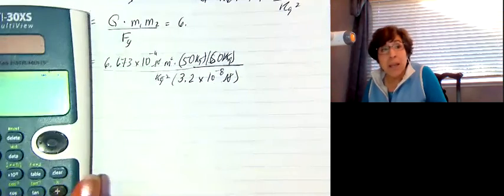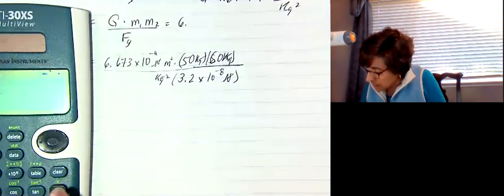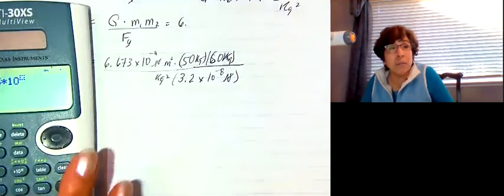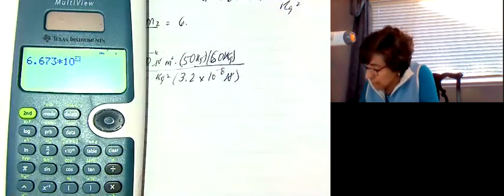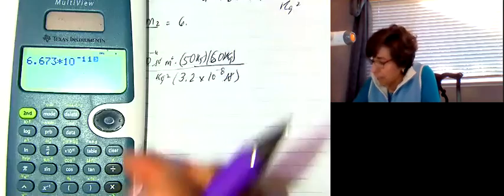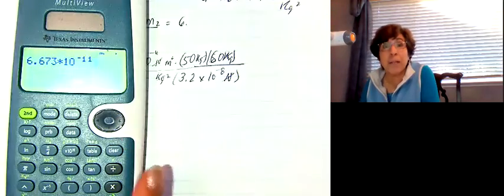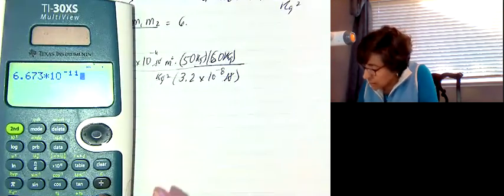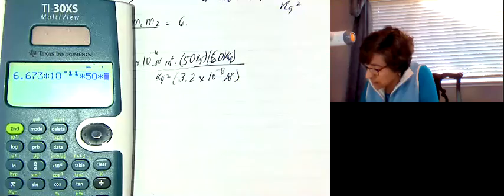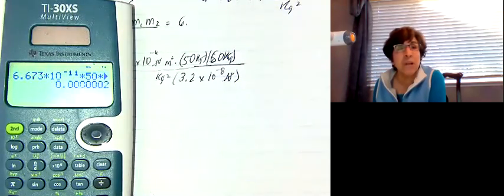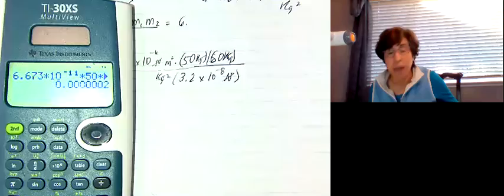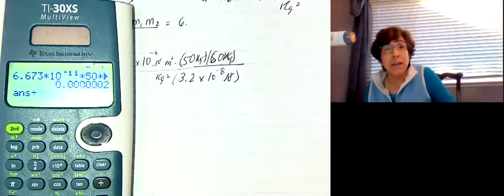Okay, so here we go. I've got 6.673 times 10 to the, use a little caret, and make sure you guys can see that. I use this little caret right here for the exponent, to the negative 11. Then I have to hit this button to make it go back down, times 50 times 60. All right, there's my numerator. Ooh, it's a really small number. Now I gotta divide that by another small number.